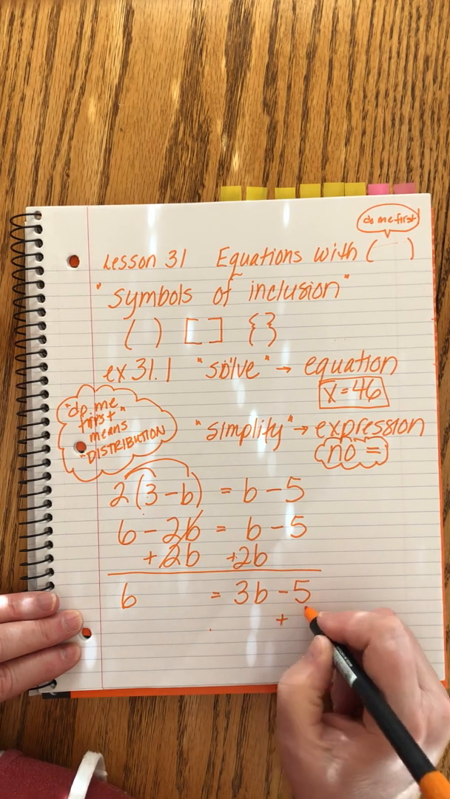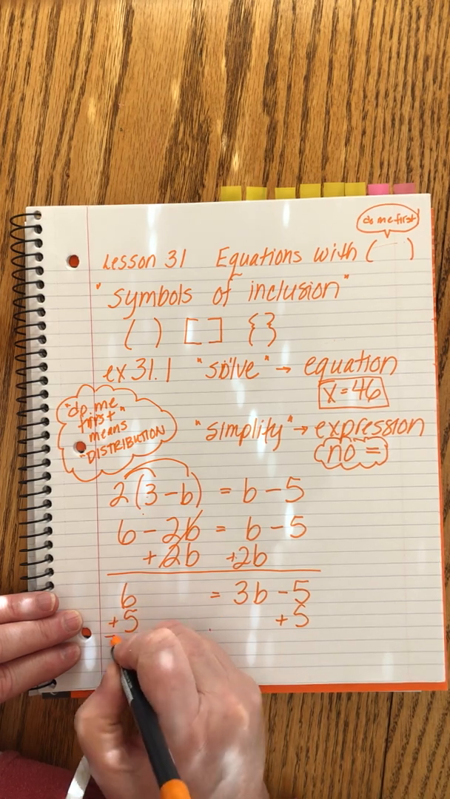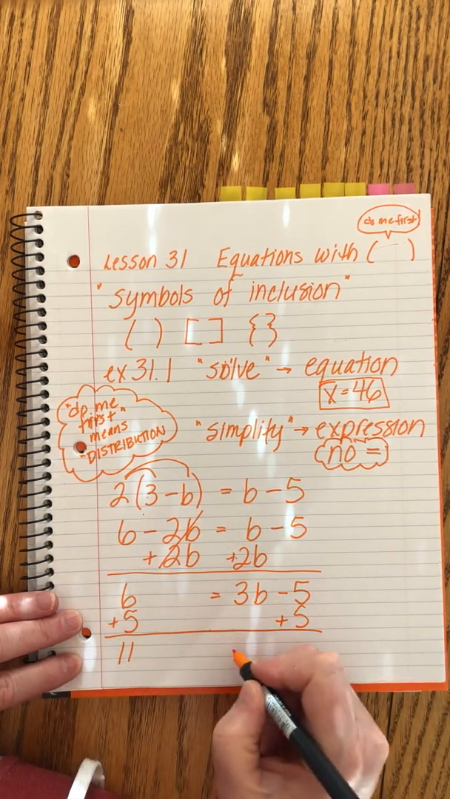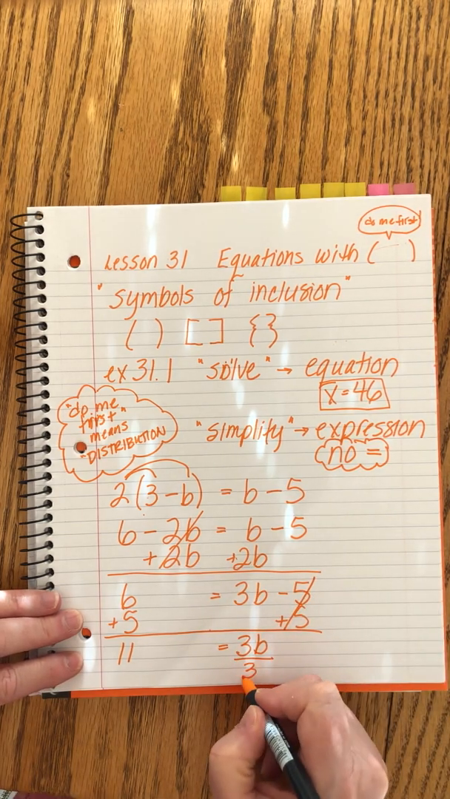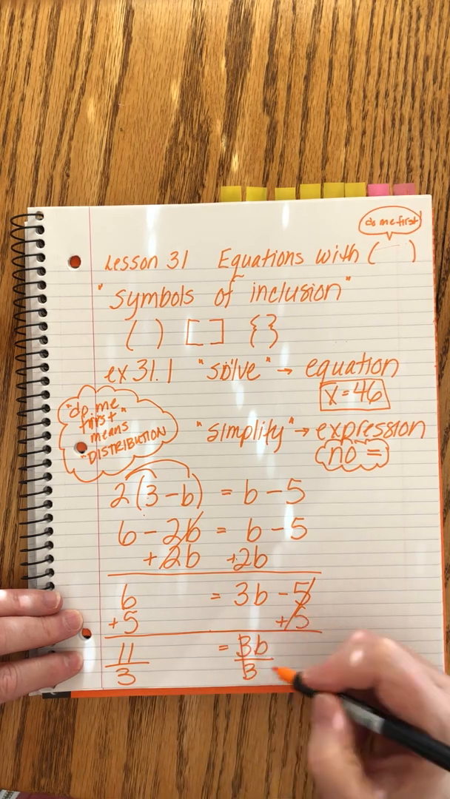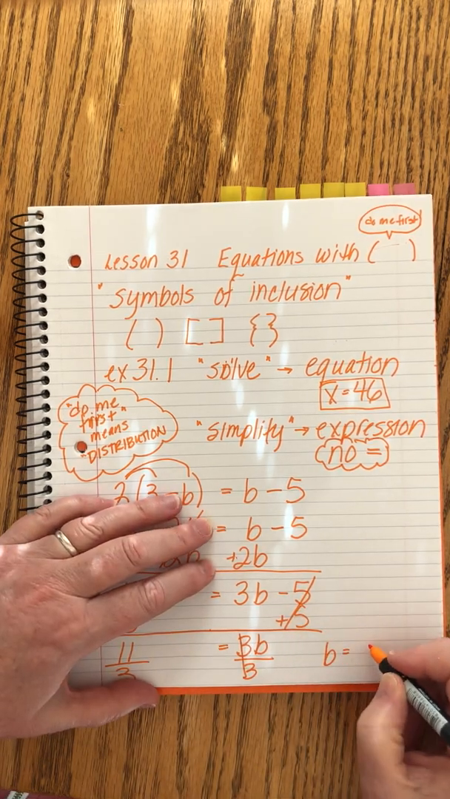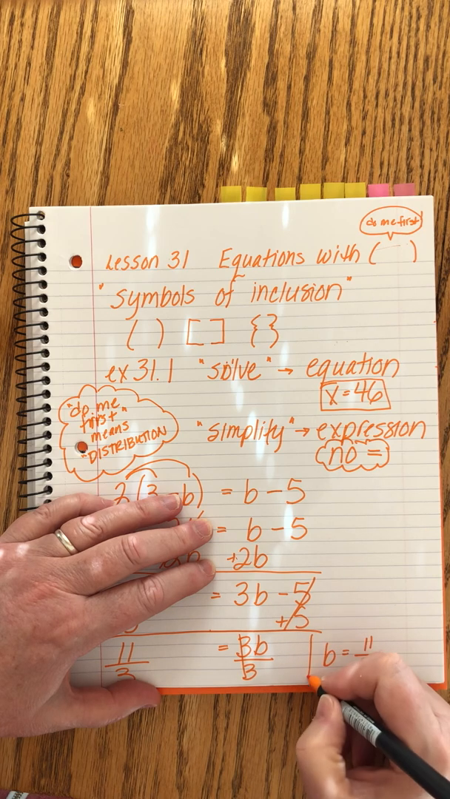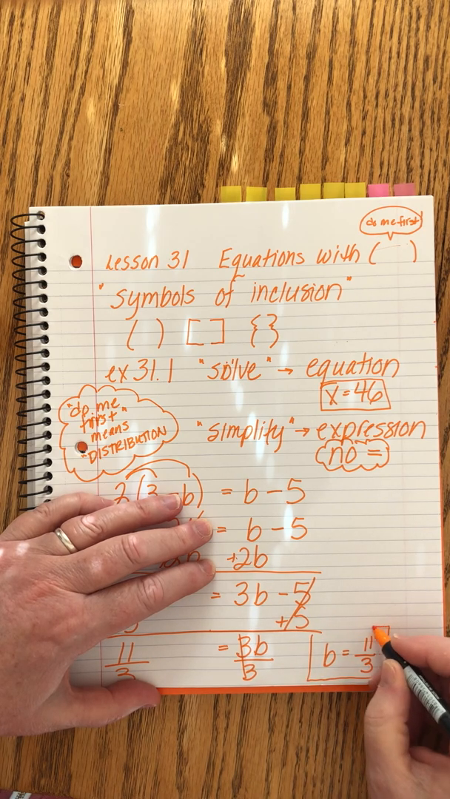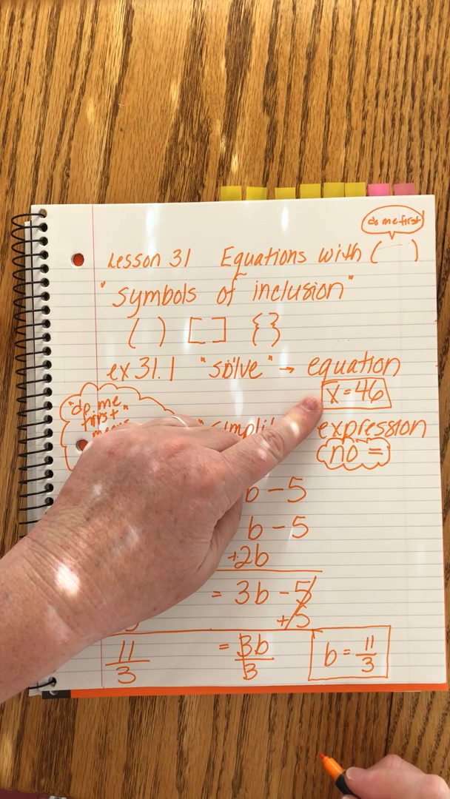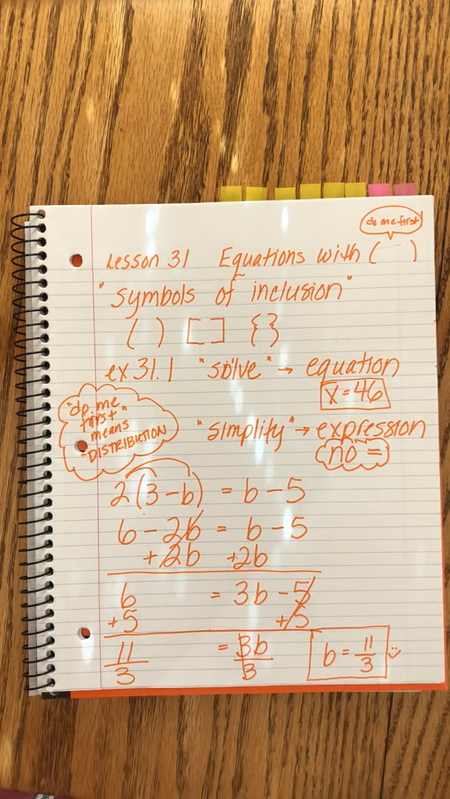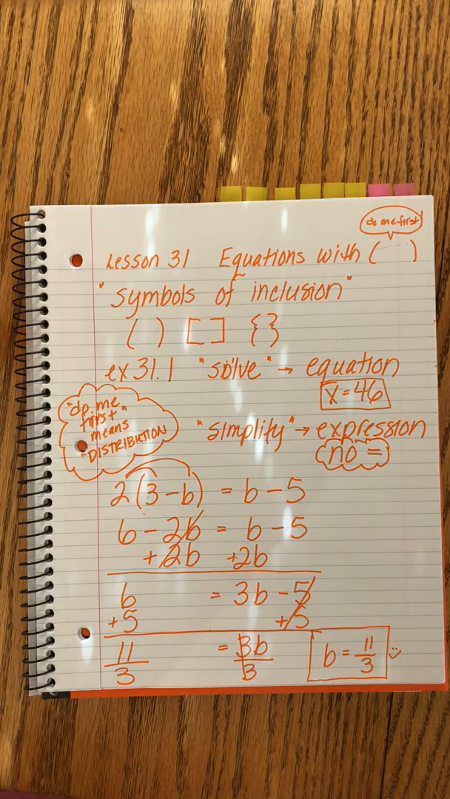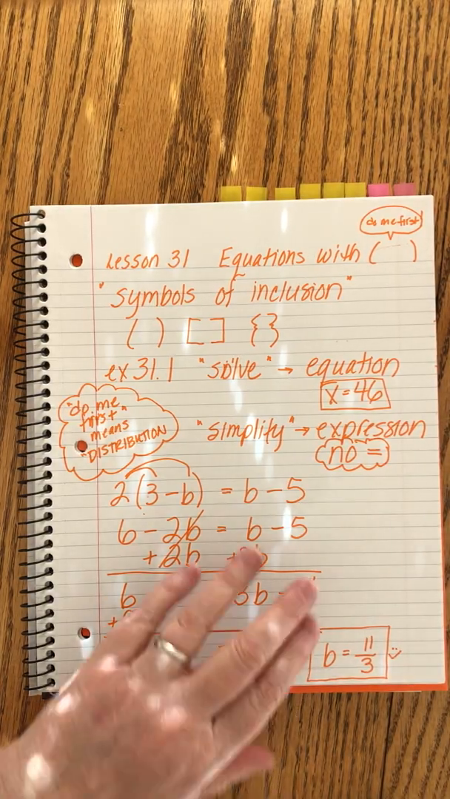So it looks like I'm going to have to swim my plain fish this way, right? They go in the opposite direction. I get 11 equals 3b, because that cancels. I divide both sides by 3, kaboom, and I get b equals 11/3. That might not be the answer of your dreams, but it is an answer where we solve for the missing letter, and it is correct. All right? So, symbols of inclusion.